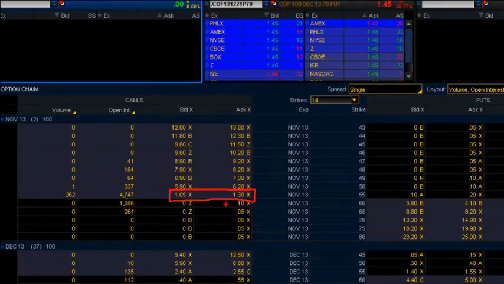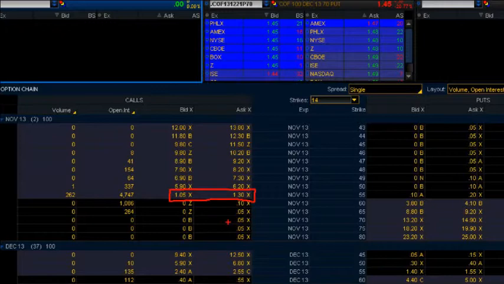So the first thing I do when it comes to picking a stock to use to trade options is I want to make sure I have a decent bid-ask spread. Just because the stock has options available doesn't mean they're really tradable. I want to make sure the mechanics of this bid-ask spread are good.